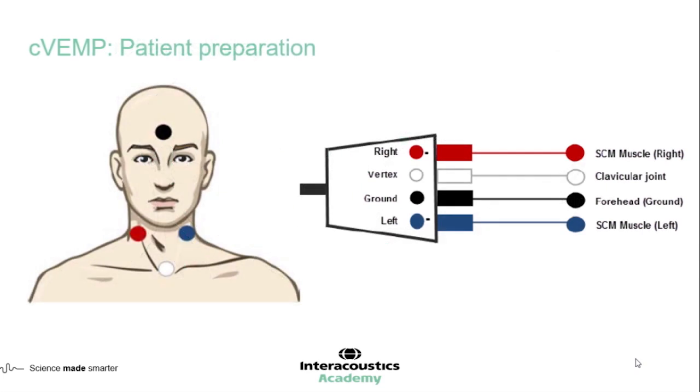For preparation, what we want is some electrodes on the sternocleidomastoid muscles, both right and left. We want some sort of reference placed on the clavicle, which is very convenient, and then a ground tucked away just on the head, just for convenience. And that then gives us a good recording montage to capture these biphasic responses.